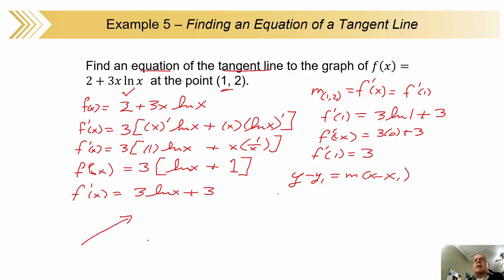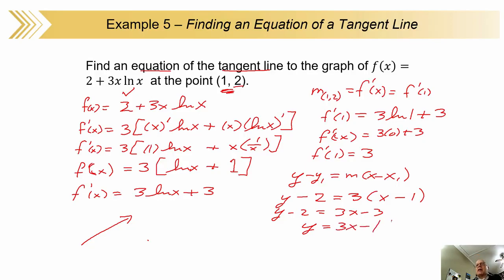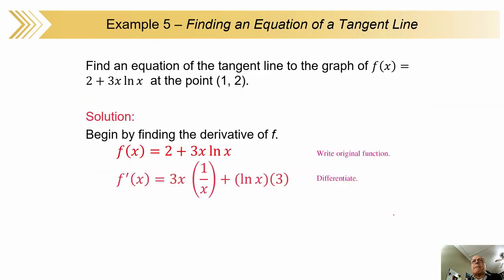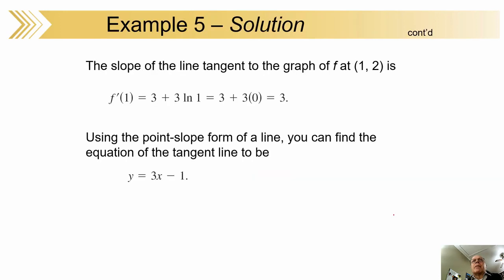In case you forgot, y minus the y value, which is 2, so we'll put a 2 in there, equals 3, our slope, x minus our x value, which is 1. There's our equation in rough form: y minus 2 equals 3x minus 3, and y equals 3x minus 1 when we add 2 to both sides. There's the 3x minus 1. Got it.